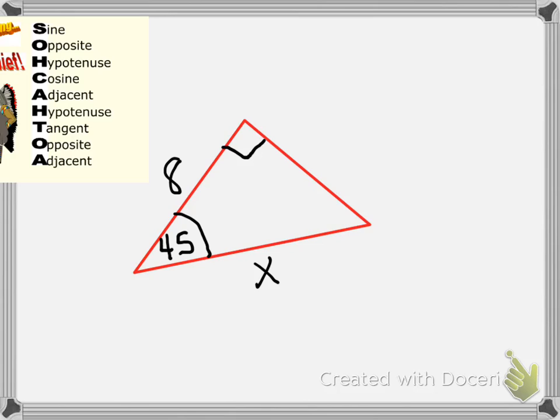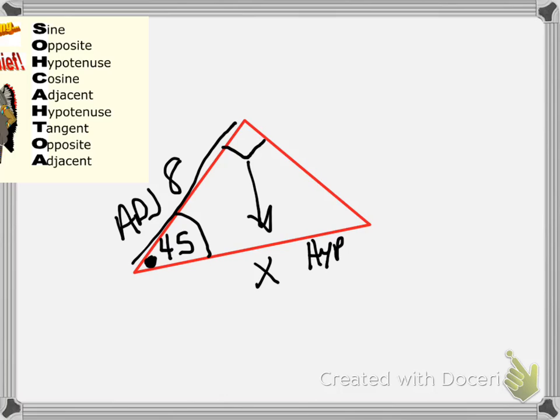Here we're given a 45-degree angle. What information are we given? We're given x, which happens to be what this time? Our hypotenuse. Remember, our hypotenuse never changes sides. It's always across from our 90-degree angle. And we're also given 8, which is that adjacent or opposite from our angle? Remember, we're standing right here at this angle to determine whether that is opposite or adjacent. And it's next to this angle, so it is adjacent.